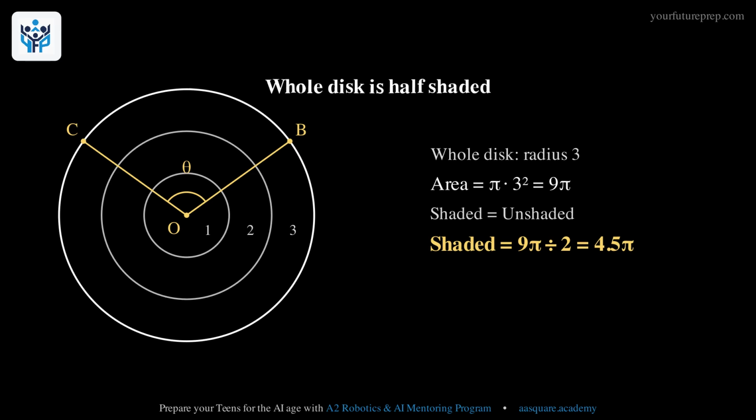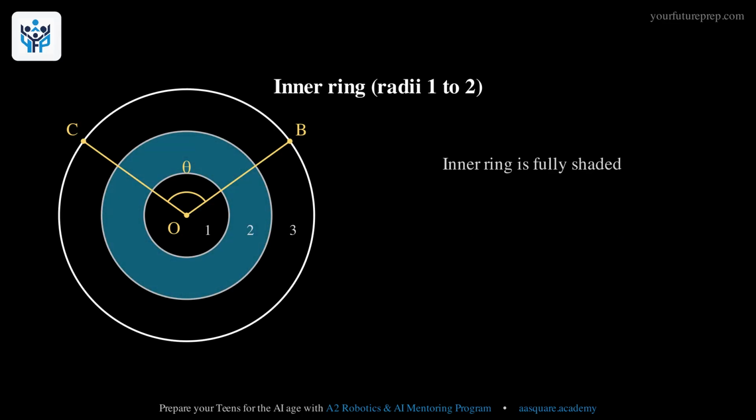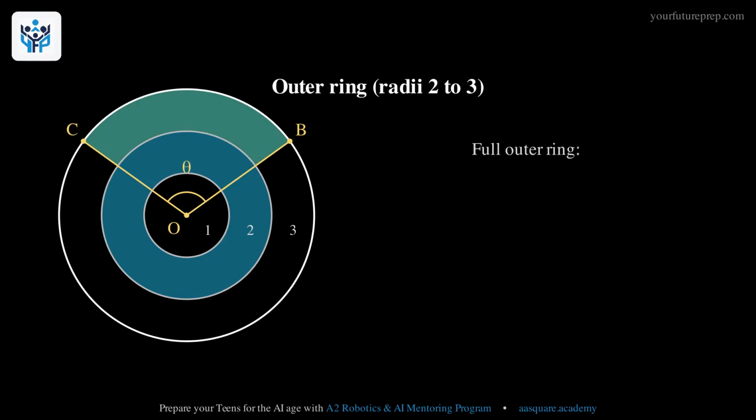4.5 pi. The inner ring, between radii 1 and 2, is completely shaded. Its area is pi times 2 squared minus 1 squared. That is pi times 4 minus 1, equal to 3 pi. The outer ring, between radii 2 and 3, has area pi times 3 squared minus 2 squared, which is 5 pi, but only a sector of it is shaded. The part inside angle theta. That shaded sector is 5 pi times theta over 360.